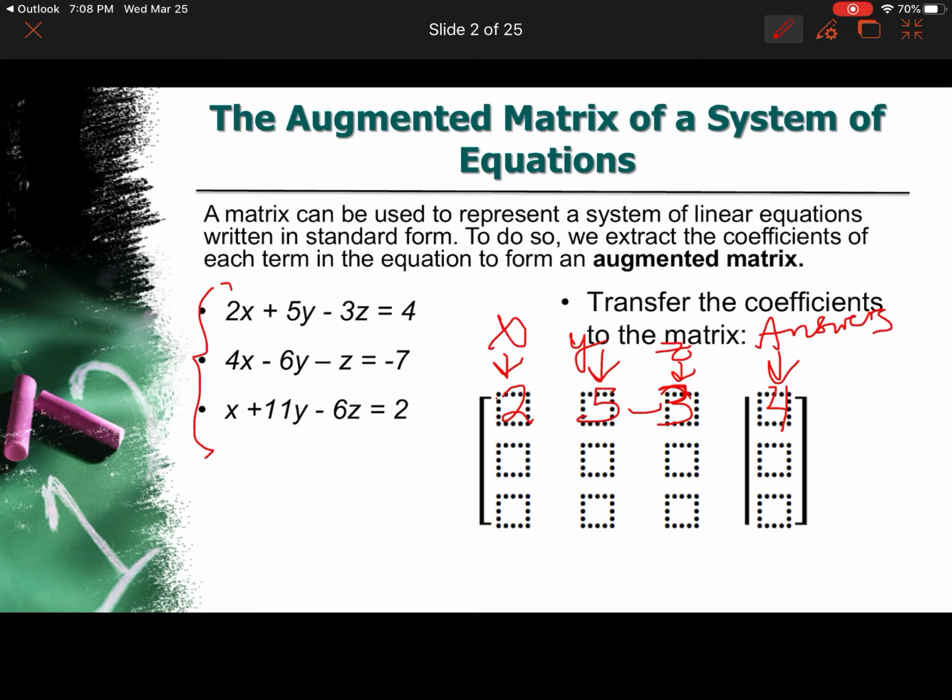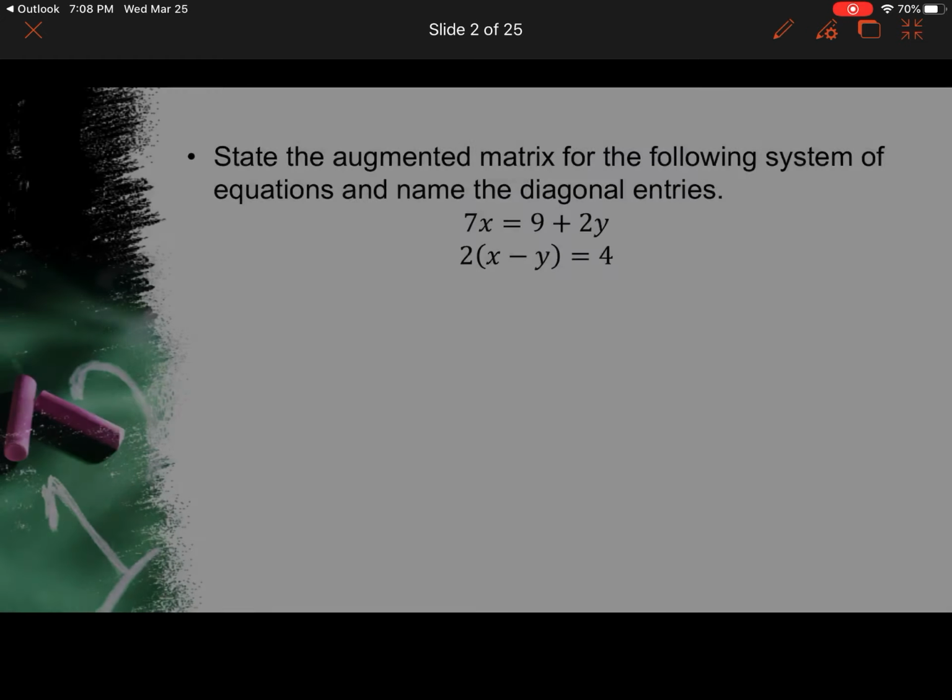So pause the video for a second and fill in the other 2 rows. All right, hopefully you have this filled in. It's going to be 4, -6, -1. If there's no coefficient, that's a -1. -7 is the answer on that one. There's a 1, 11, -6, and 2. And that is the matrix that we would use to solve that system of equations.